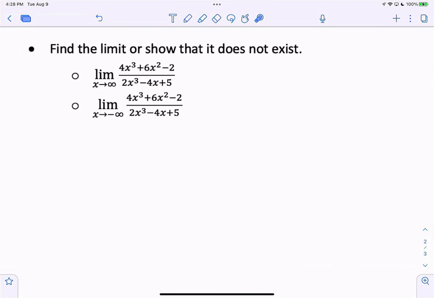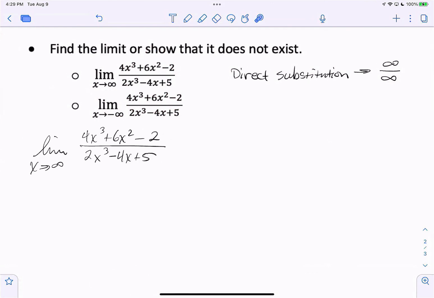Here we're asked to find a limit or show it doesn't exist. Notice that it's the same function twice. In the first expression, we have the limit as x approaches infinity of 4x cubed plus 6x squared minus 2 over 2x cubed minus 4x plus 5. In the second one, it's the same function, but it's the limit as x approaches negative infinity. Notice if I attempt direct substitution, I will get infinity over infinity. That never tells me anything, so I need to do a bit of work.